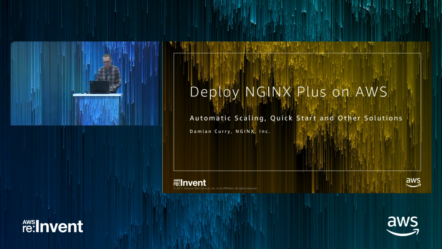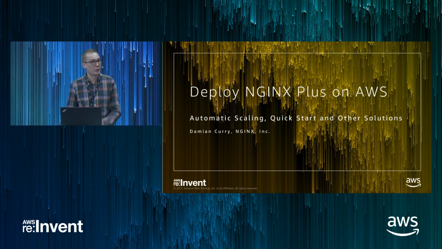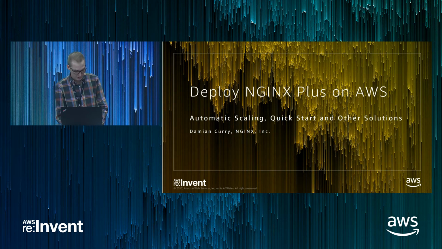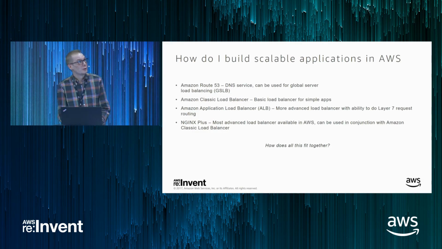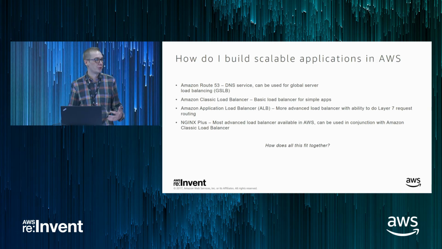All right. Hey, good afternoon, everyone. So we're just here to talk a little bit about deploying NGINX Plus on AWS, especially talking about the Quick Start guide that we just released. The main problem we're trying to solve is how do you build these applications in AWS? You have a ton of tools, but you need to figure out how to put them together in order to build an actually scalable, resilient application.